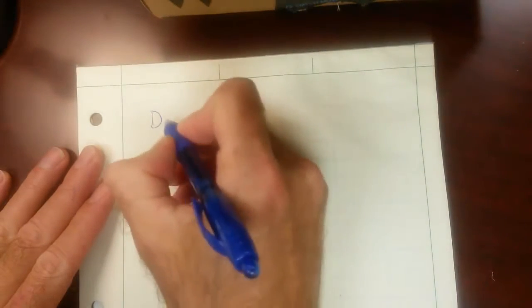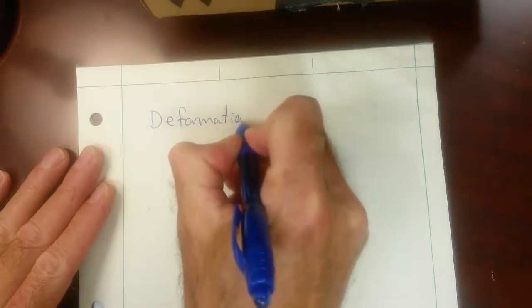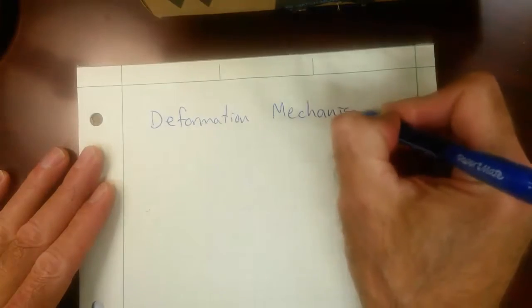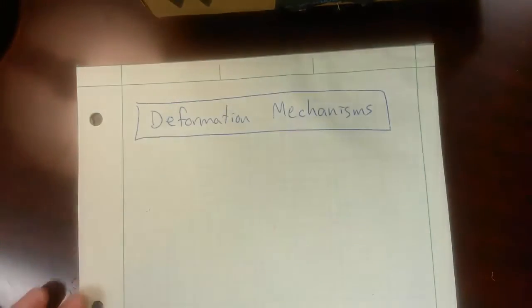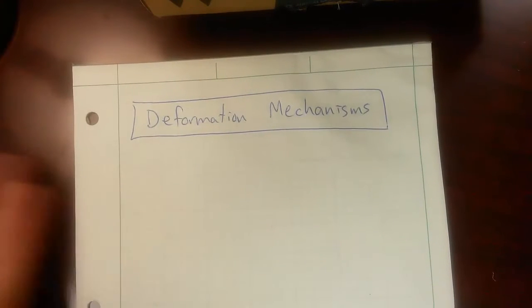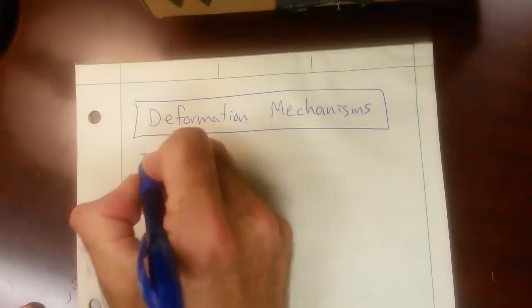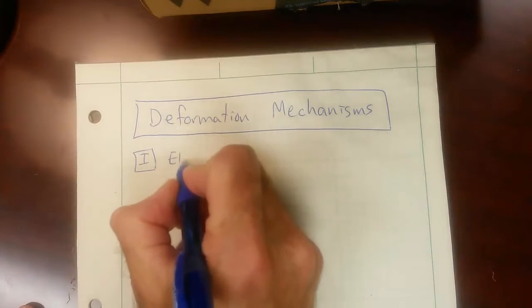In this lecture we are going to discuss deformation mechanisms. In other words, at an atomic and crystal level, how do metals deform? How do the atoms rearrange themselves under stress? First, we'll talk about elastic deformation.